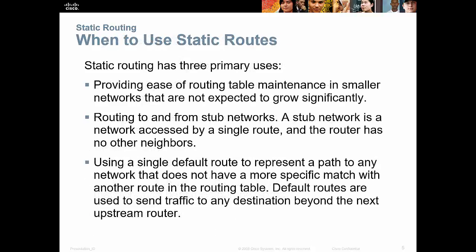So there are three primary uses for static routing. The first is providing ease of routing table maintenance in smaller networks that are not expected to grow significantly. So again, in this first bullet, we want to stress small networks not expected to grow.